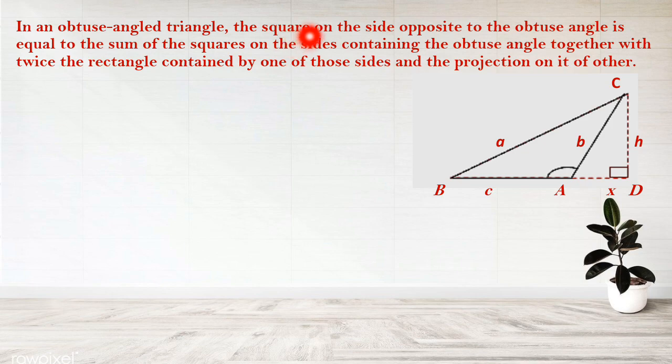We have to prove that the square on the side which is opposite to the obtuse angle. Okay, what is the side which is opposite to the obtuse angle? This one is the obtuse angle, so the side which is opposite to this obtuse angle is BC.